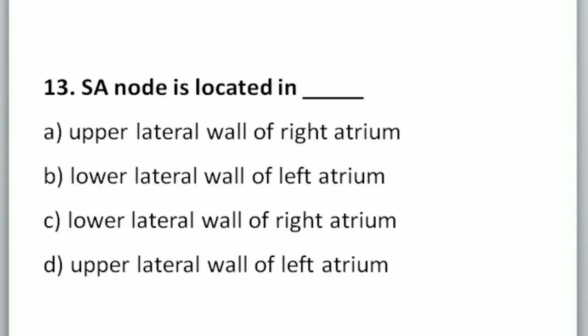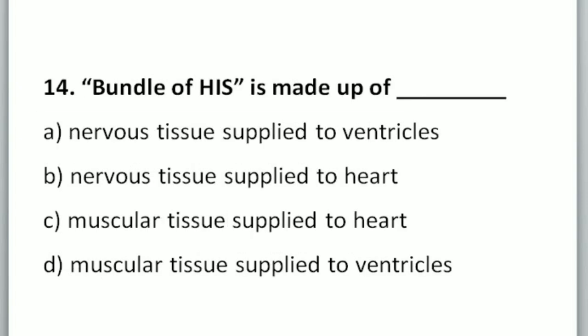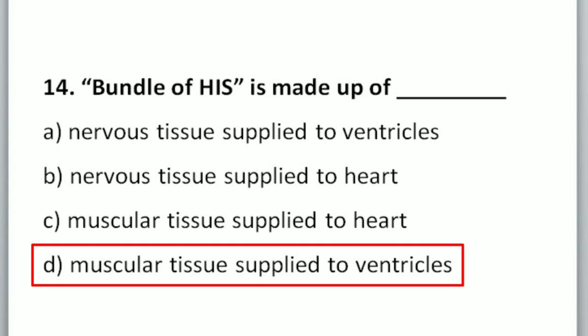13. SA node is located in underscore. A. Upper lateral wall of right atrium, B. Lower lateral wall of left atrium, C. Lower lateral wall of right atrium, D. Upper lateral wall of left atrium. Answer A. Upper lateral wall of right atrium. 14. Bundle of His is made up of underscore. A. Nervous tissue supplied to ventricles, B. Nervous tissue supplied to heart, C. Muscular tissue supplied to heart, D. Muscular tissue supplied to ventricles. Answer D. Muscular tissue supplied to ventricles.